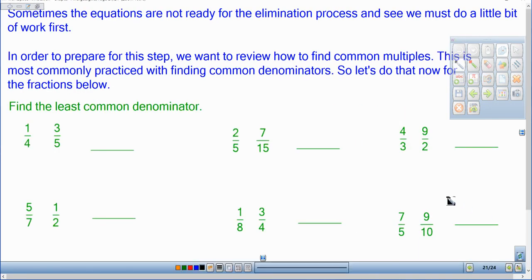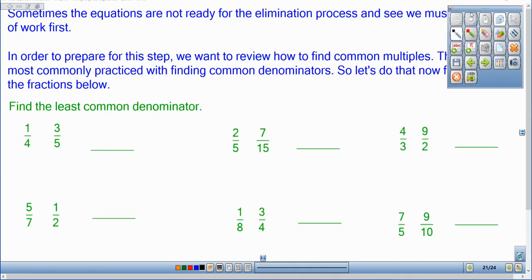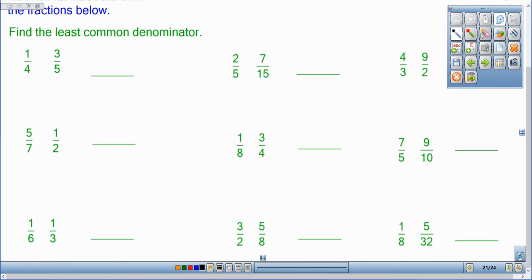Let's go to a new page. So you've seen from the last one that we can manipulate our equations to have additive inverses for either the x or the y's. This is very similar to the process in finding a common denominator. So I'm bringing it up now to get us to practice this.